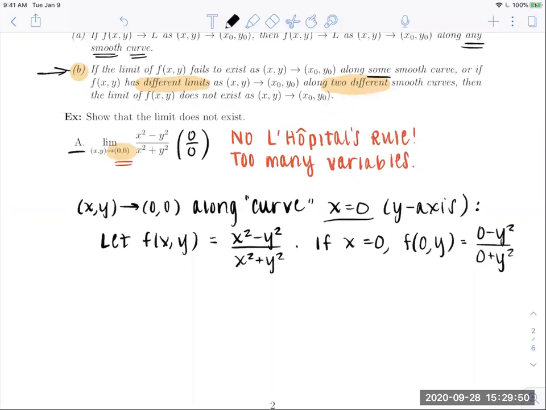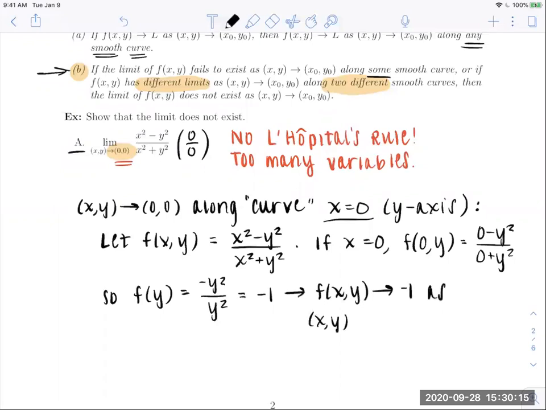So this becomes a function of one variable, which is negative y squared over y squared, or in other words, it's just the constant function negative 1. So what this tells me is, since I know the limit of a constant is a constant, that this function is approaching negative 1 as xy is approaching 0, 0 along the line x equals 0.